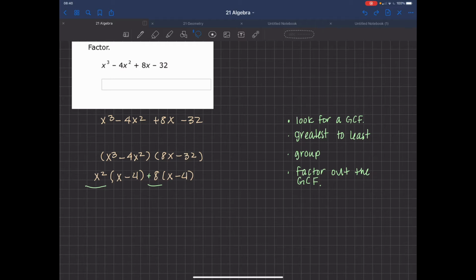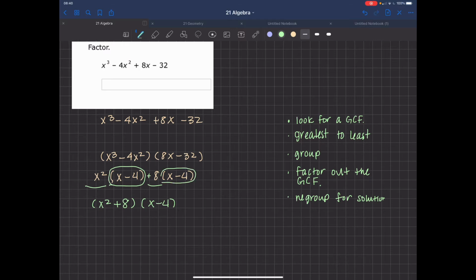So as long as x minus 4 matches with x minus 4, we take the first 2 terms that are underlined in green. So that's x squared plus 8. That's our first group. And then our second group is going to be x minus 4. So we're regrouping for the solution. And again, I want to be clear, this is going to be x minus 4 because those match. That's where I get that first group from. And then the second group is going to be from my GCF of what's underlined.